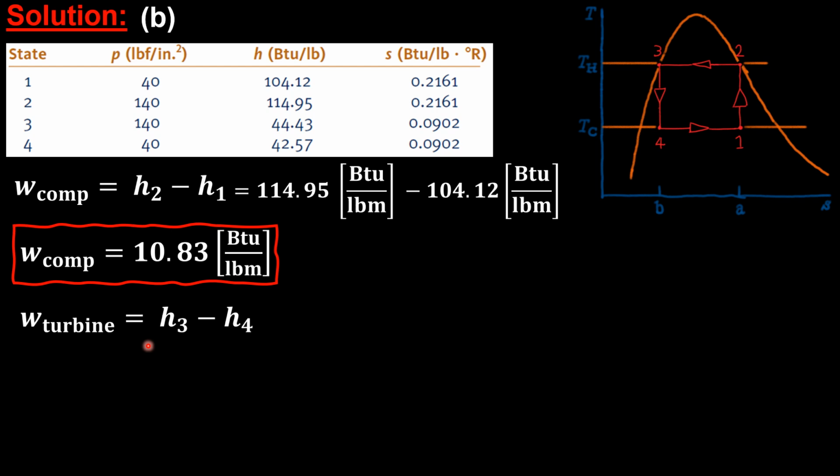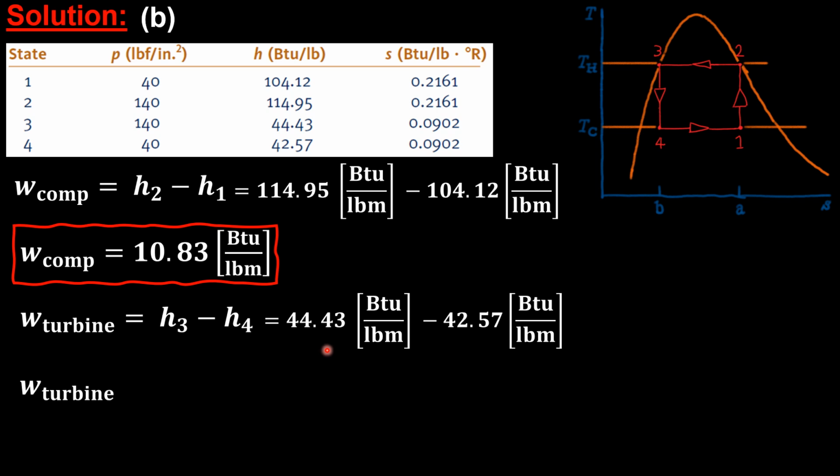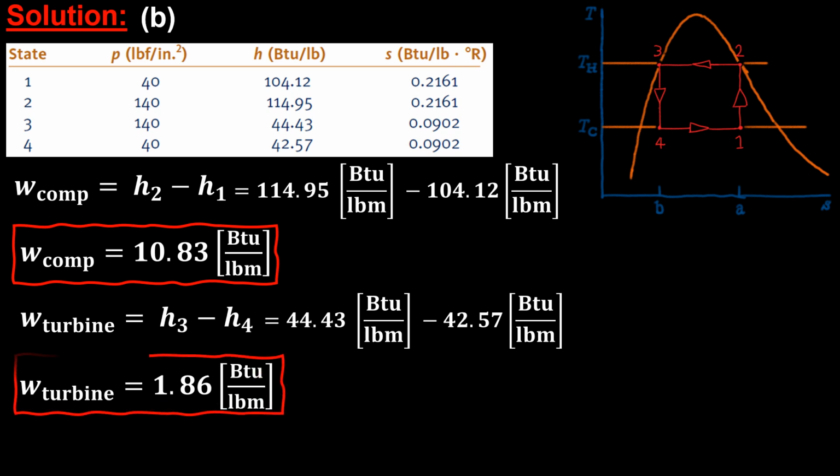Now, the work of the turbine, same thing. The energy content of the working fluid at state 3 is 44.43, and the energy content of the working fluid at state 4 is 42.57. And what does the turbine do? It reduces the pressure, and it gives us an output work. So we will take the difference between 44.43 and 42.57, and the work output is 1.86 BTU per pound mass.